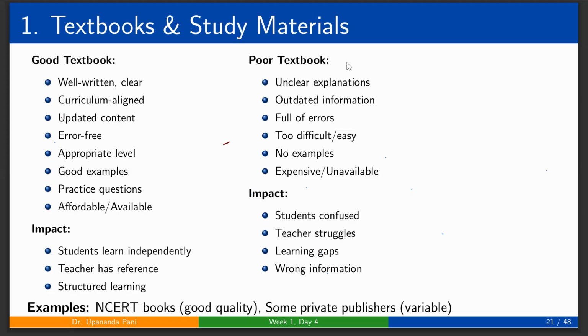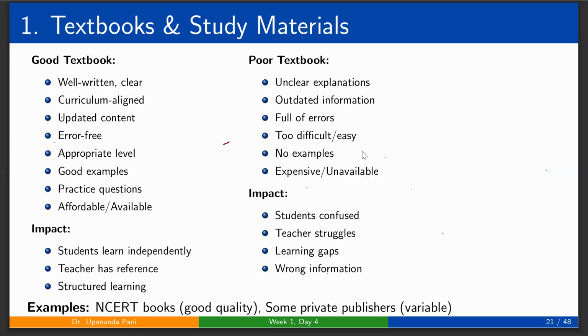Poor textbook: unclear explanations, outdated information, full of errors, too difficult or too easy, both are also problematic. No examples, they are expensive or unavailable. Impact is students are confused, the teacher also struggles, and there will be a gap in the learning, and moreover there will be wrong information. And a good textbook example is NCERT, right?